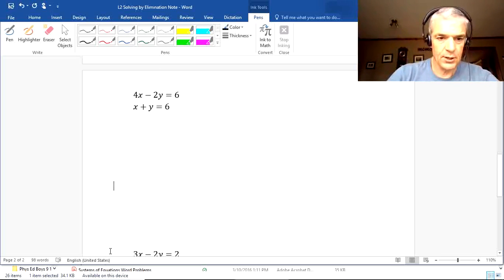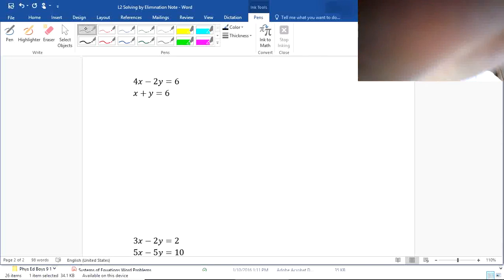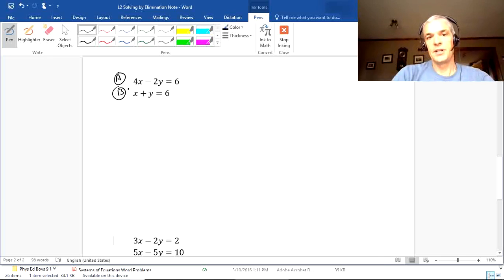Just going to get my cursor out of the way here. And what you're going to find is that I label this A and this B. Now, it's a little different here. I don't have an x and an x, or a y and a y, that are of equal or opposite value. So therefore, I can't just add or subtract and get rid of something. I have to do something here. But if I multiply the B or the y by 2 and make this 2y, then I can do that.